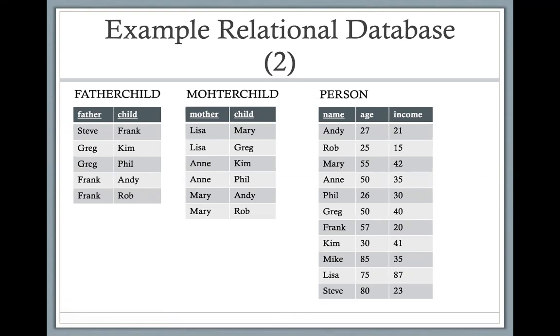Their income and the income of their dad. So for instance, for Frank, we need to find that Frank's income is 20, and Steve's income is 23. So in this case, this record would not be selected because Frank doesn't make more than his dad. But for Greg and Kim, for instance, Greg makes 40 and Kim makes 41, so this would be selected. She makes more than her dad.